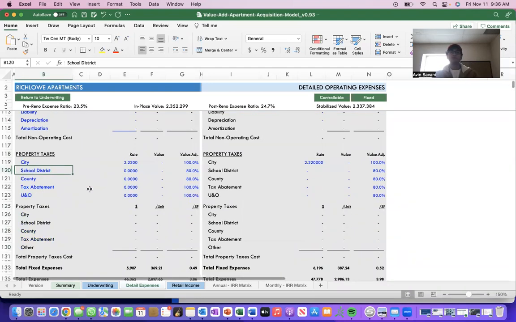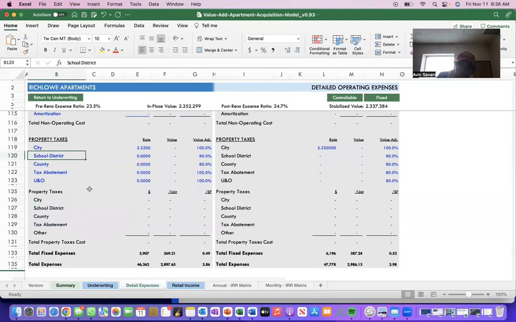Property taxes. So essentially you're going to have city and school taxes, county taxes, use and occupancy taxes. Sometimes tax abatements are involved here. So yeah, that breaks down the total expenses.